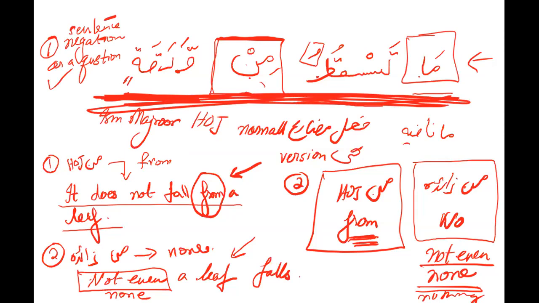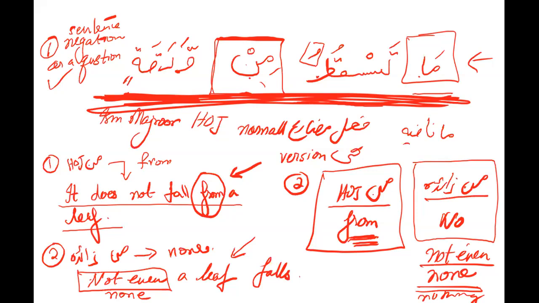So then there's a second step. And the second step is to see which translation fits the ayah best. Is it the min zaida translation of none, not even? Or is it the min harf of jar translation, from? Mm-hmm. Okay.